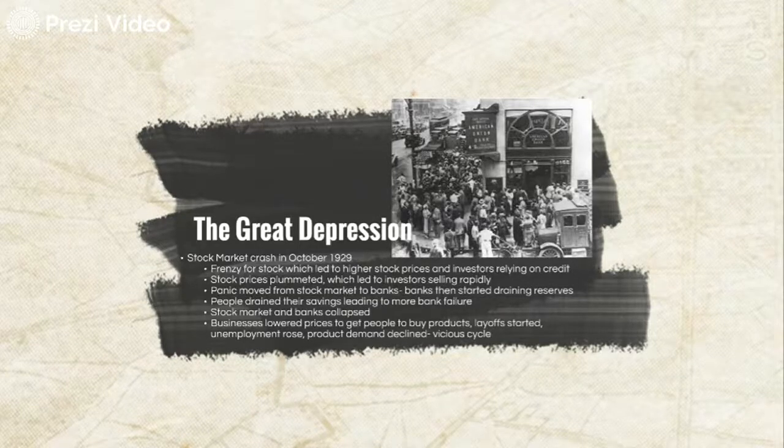from the banks, and banks just lost all of their reserves, and the economy fell as banks and the stock market crashed. So this led to businesses lowering prices so that people could buy products, which led to layoffs, which led to unemployment, which led to product demand decline, and it was a vicious cycle that no one could get out of.